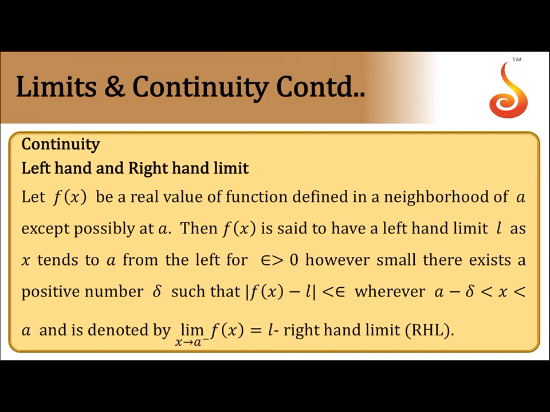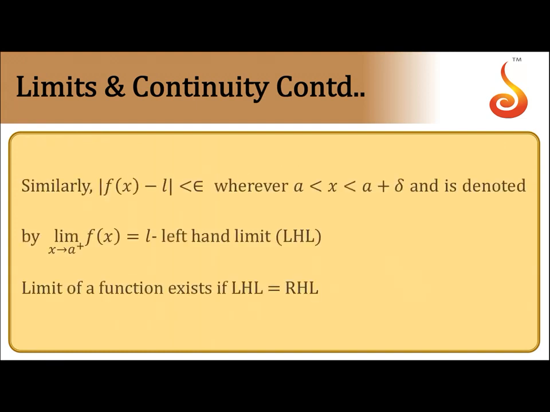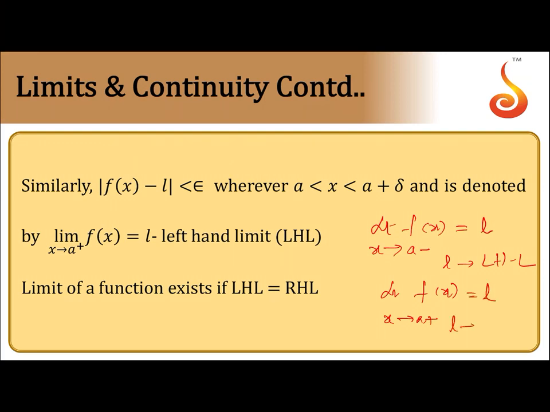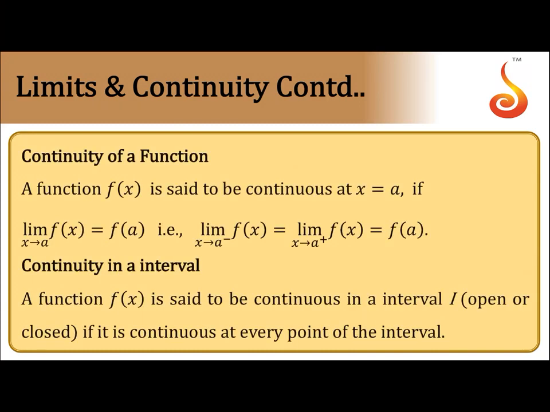Let's see the next: continuity and definitions. Let f of x be a real valued function defined in the neighborhood of a. As I told you, L is called the limit of the function when this difference is made small as x is approaching a. Of course, this is an explanation in terms of analysis. In the simplest form, as I told you, limit of f of x as x approaches a minus is L, then L is called the left-handed limit. Similarly, limit of f of x as x approaches a plus is equal to L, then L is called the right-handed limit. And I say the limit exists provided LHL must be equal to RHL.